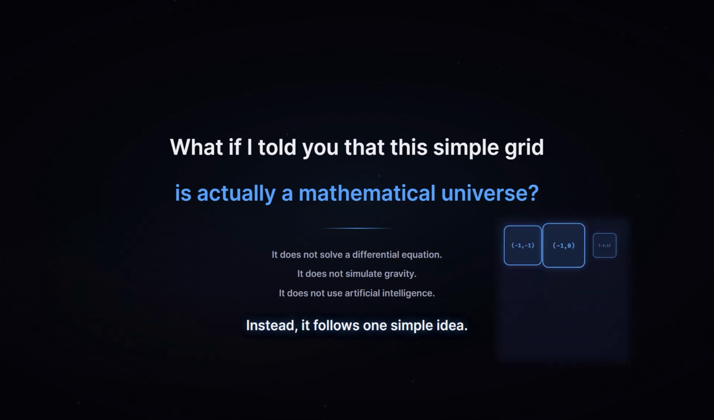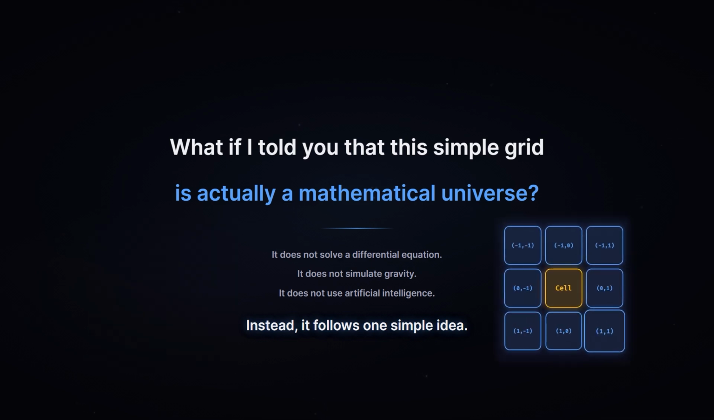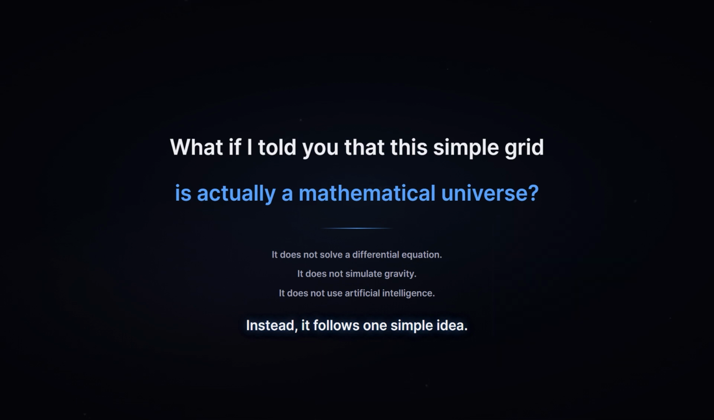A cell looks at its neighbors, then it decides whether it survives. That is enough to create moving patterns, repeating structures, and surprisingly complex behavior. This is Conway's Game of Life, and hidden inside this simple program is a deep mathematical theory called cellular automata. Today, we will uncover the mathematics that makes this artificial universe come alive.